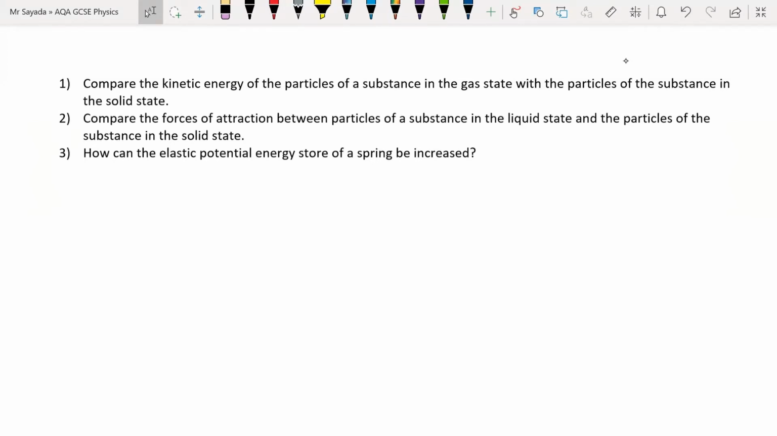You should have now done these three questions. I'm going to go through them. Please mark and correct as I go through them. So if you've got a substance in the gas state, the particles will be moving faster than in the solid state, and therefore the kinetic energy of the particles in the gas state is bigger than the kinetic energy of the particles in the solid state.